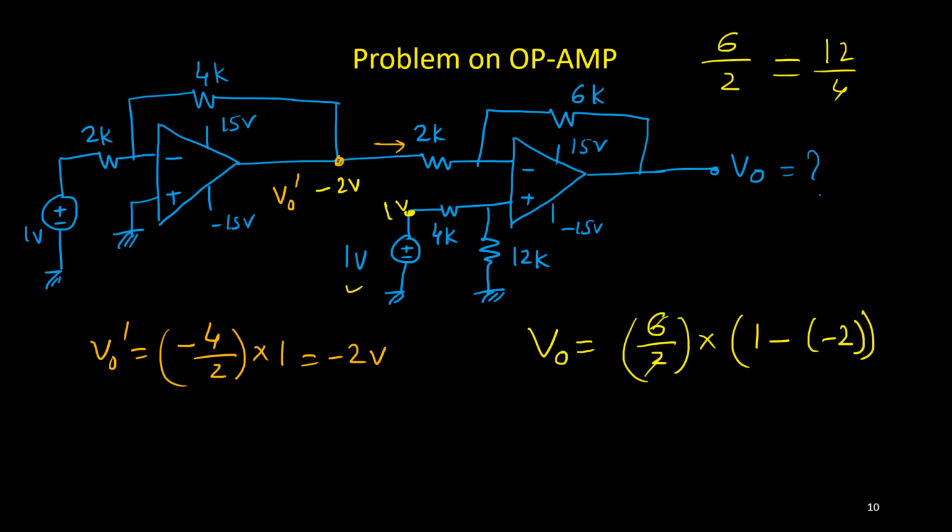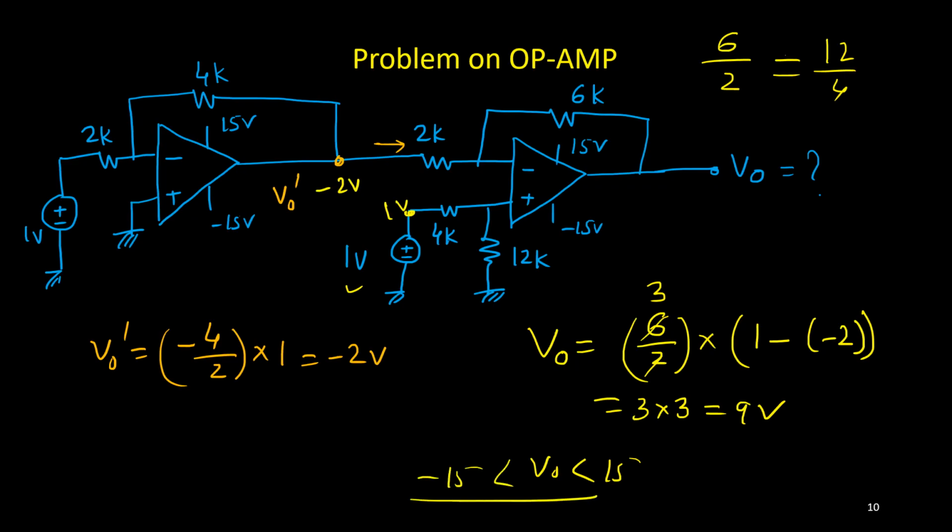Okay, so it is 3. So it is 3 times, it is also 1 plus 2 is 3. So it's 9 volt. Okay, this 9 volt is within this 15 and minus 15. So it is fine. So this is your correct answer. V naught is 9 volt.